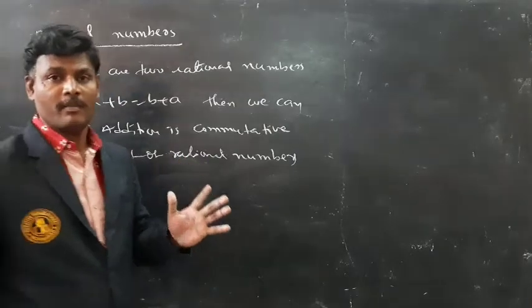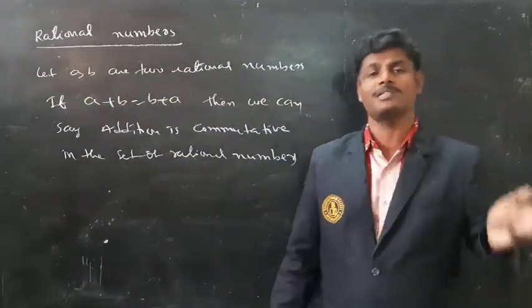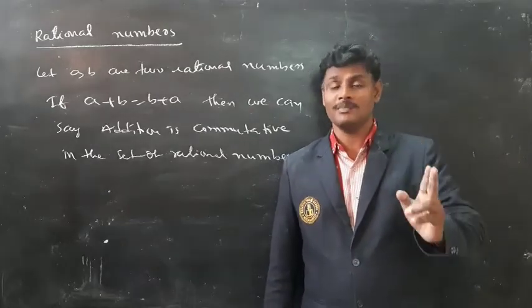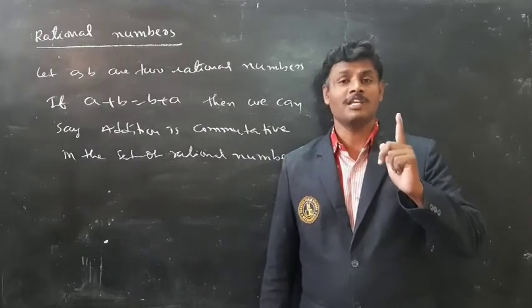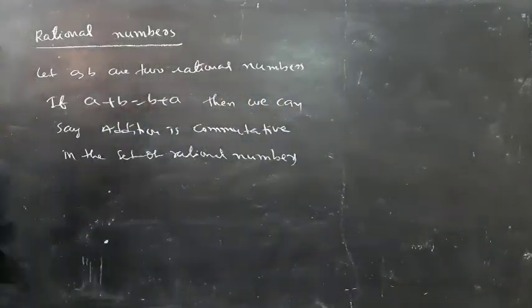Let A, B be two rational numbers. If the result of A plus B and B plus A both are equal, then we can say addition is commutative in the set of rational numbers. Here, examples.